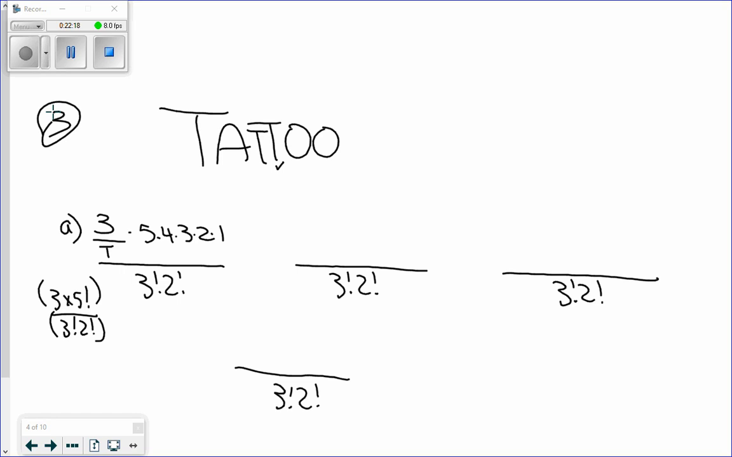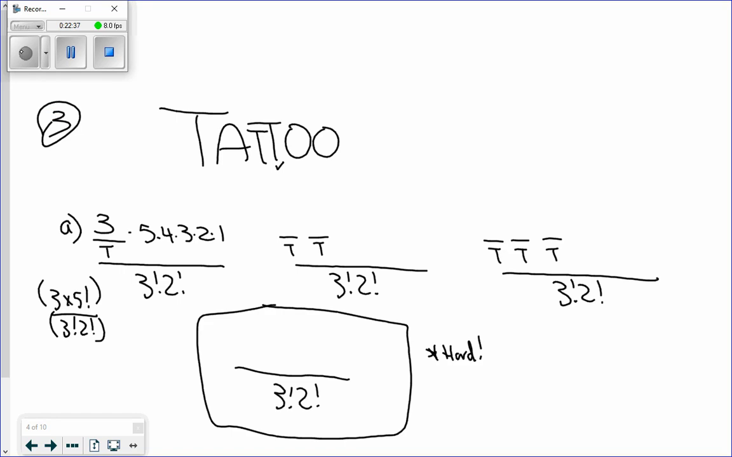Okay, part B. I'm going to go quiet here and give you a couple of seconds to think about this. B is begin with 2 T's. C is begin with 3 T's. And D is have all the T's together.